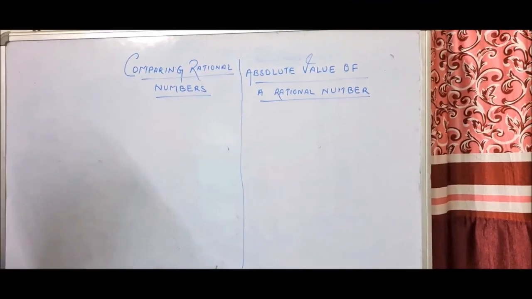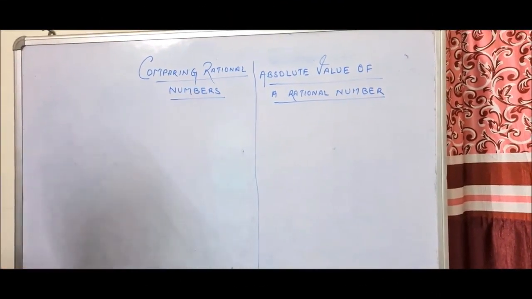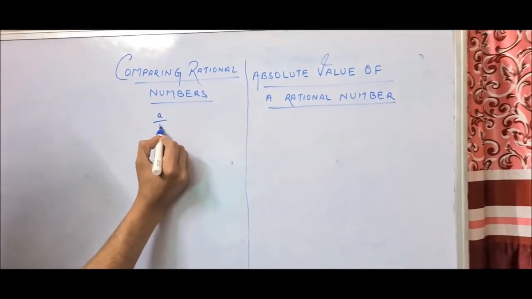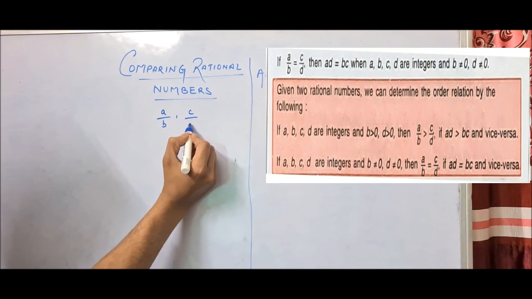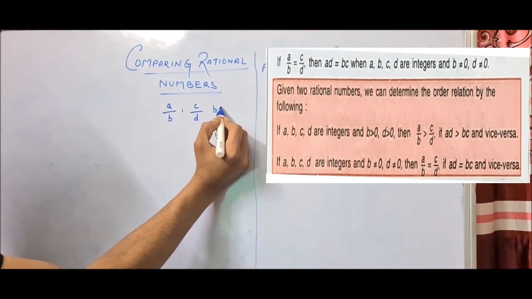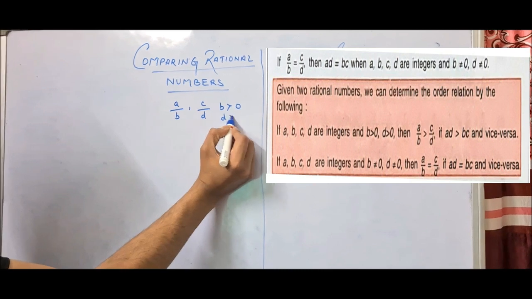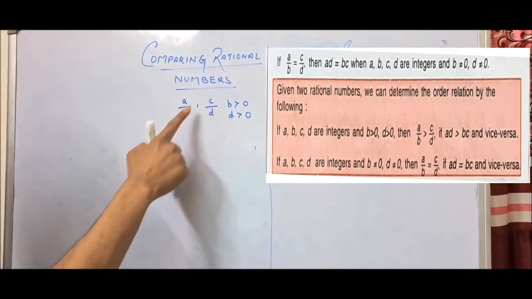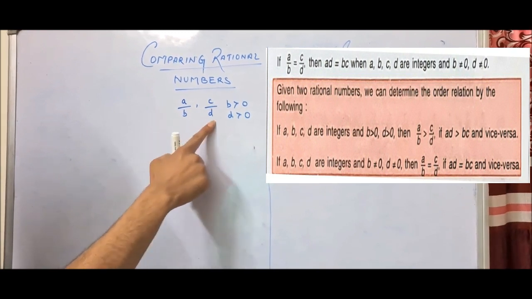Today we will learn about two things. The very first is comparing rational numbers. How will you compare two rational numbers? Suppose a by b is any rational number which you are comparing with c by d. First you need to make sure b is greater than 0 and d is greater than 0. In that case, how will you identify a by b or c by d, who is bigger or who is smaller?